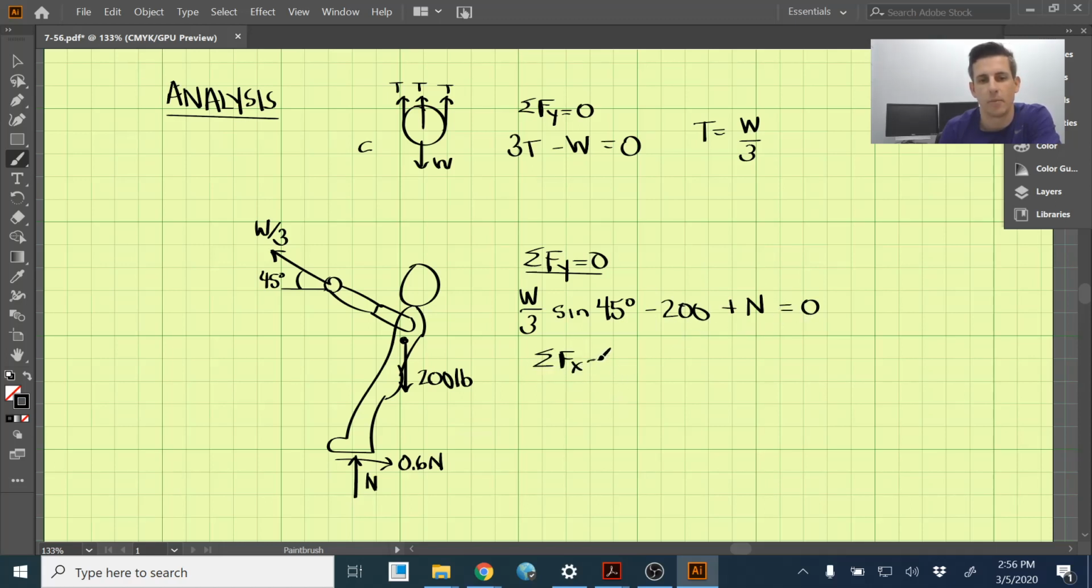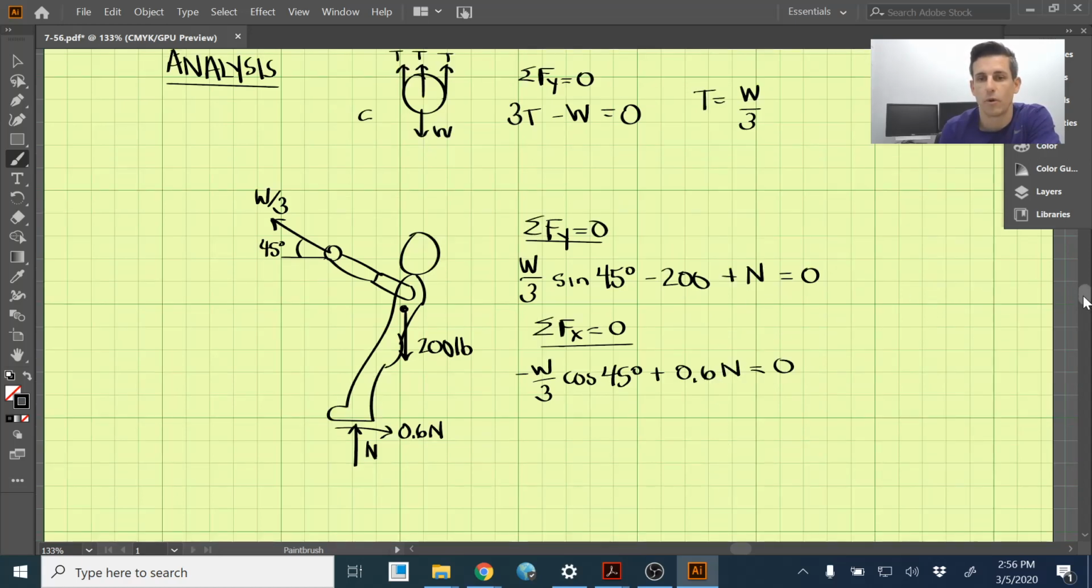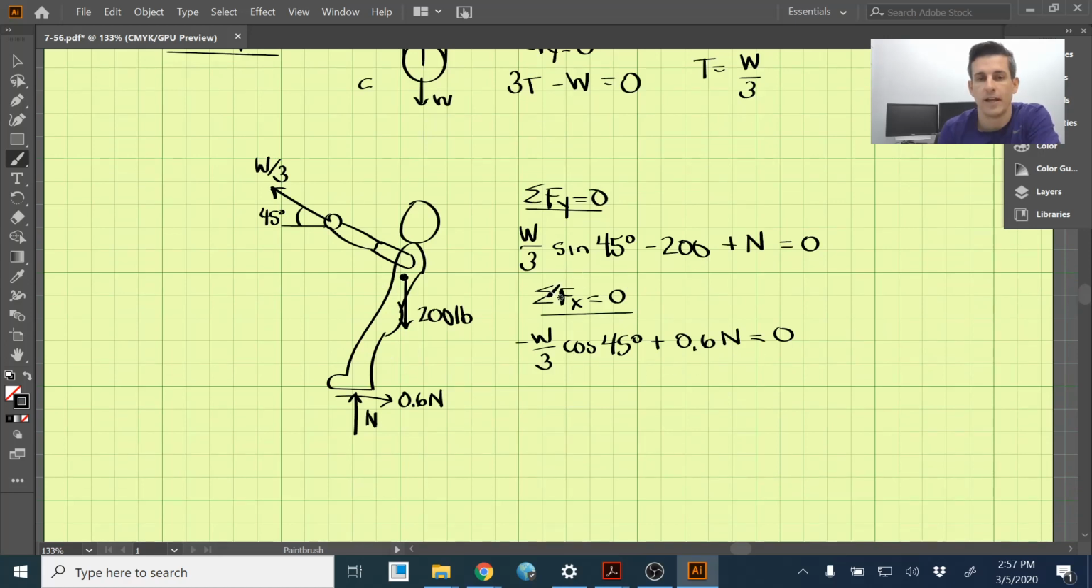So let's do the sum of the forces in the x direction. We have the tension here, which is acting in the negative direction. That should be cosine 45 degrees. And then we have the normal force in the positive direction, 0.6 times the normal force. All right, so with these two equations, this makes this solvable.